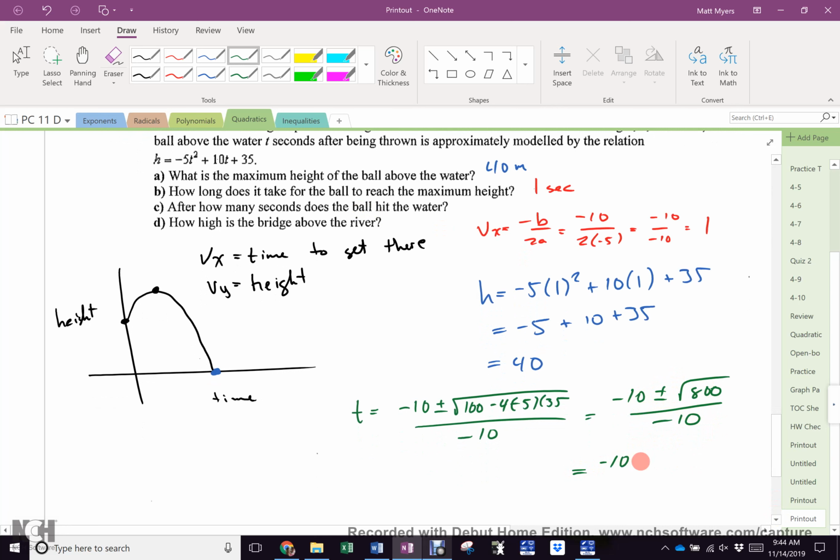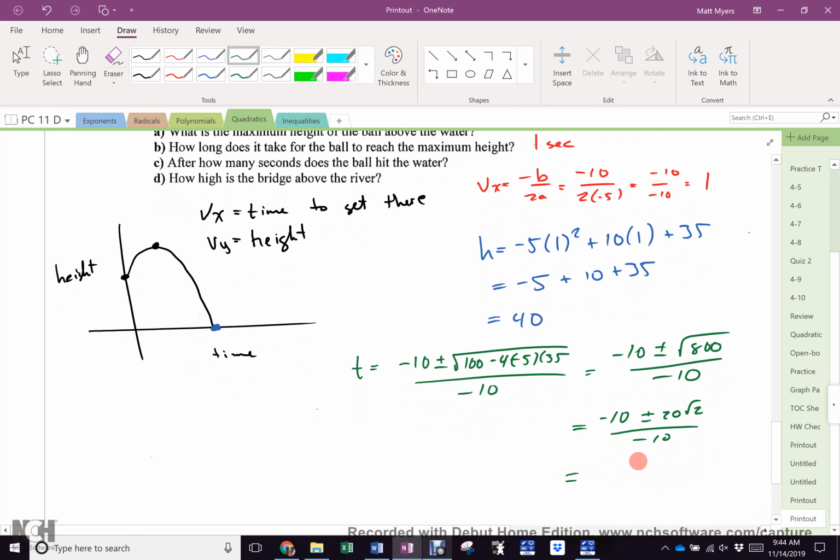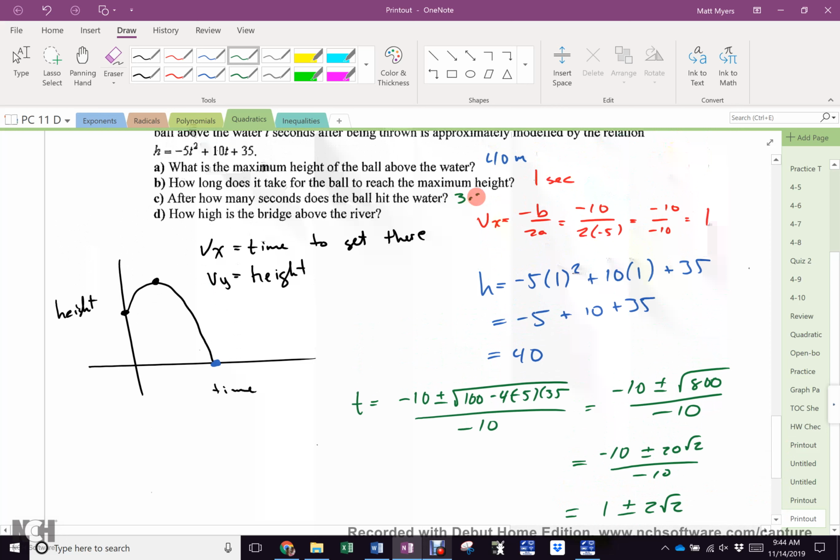If I was going to simplify it, that is 400 times 2. So that is plus or minus 20 root 2 over negative 10, which is 1 plus or minus 2 root 2. Now, obviously, minus 2 root 2 is going to give me a negative number, so I only have to care about 1 plus 2 root 2, which is 3.8 when I punch it into my calculator. So that is 3.8. How high is the bridge above the river? We already know that because it's the y-intercept, 35 meters.